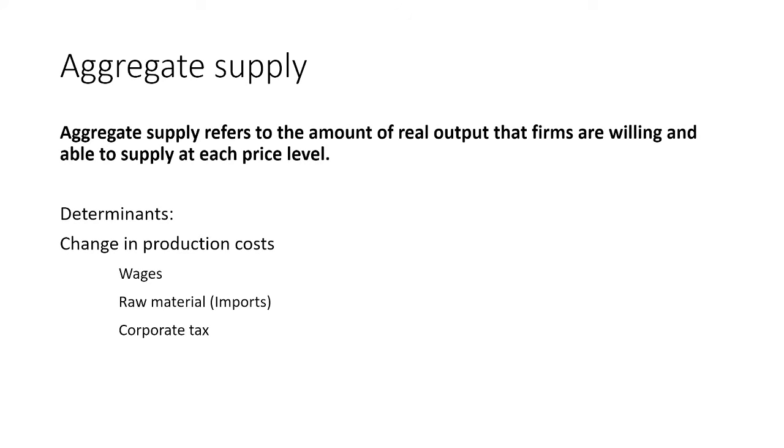Aggregate supply refers to the amount of real output that firms are willing and able to supply at each price level. The determinants here are anything that changes the production costs. So, for example, wages, raw materials, and to an extent imports, and the corporate tax.